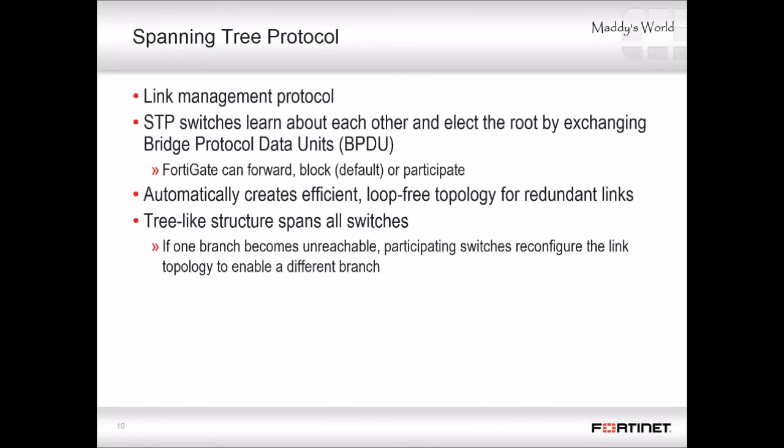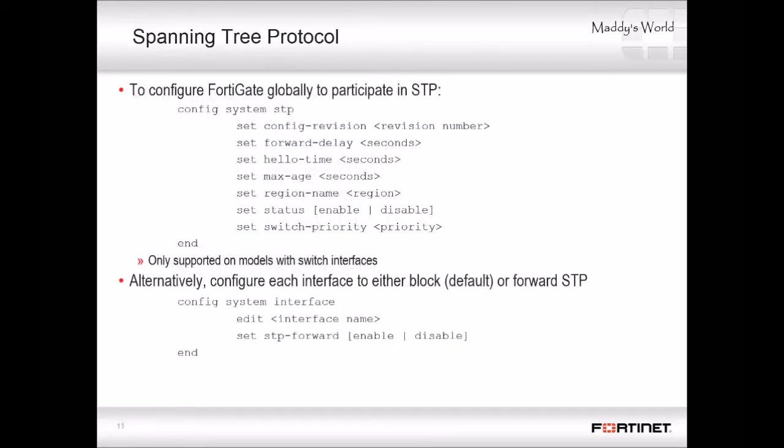With port pairs, you could only forward BPDUs, but with branching, you should configure Fortigate to participate. To enable STP globally, use the config system stp command in the CLI. To configure STP on each interface, use the set stp-forward command while inside config system interface. Note that this is only supported on models with switch interfaces such as Fortigate 30D, 60C, 60D, 80C, and 90D.